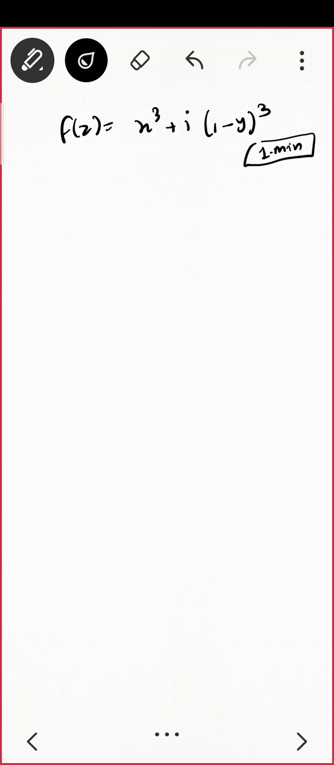Is it differentiable, and if it is differentiable, then at which points is it differentiable? You may use the sufficient condition. First of all, you should do the necessary condition, then you need to see whether it is sufficient for me.